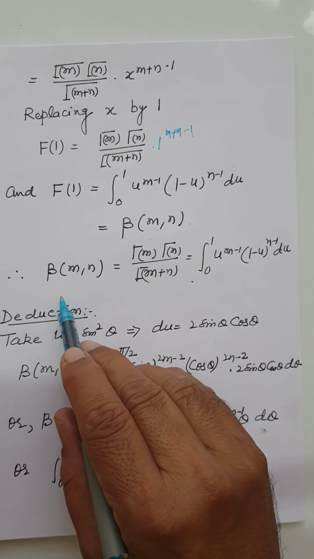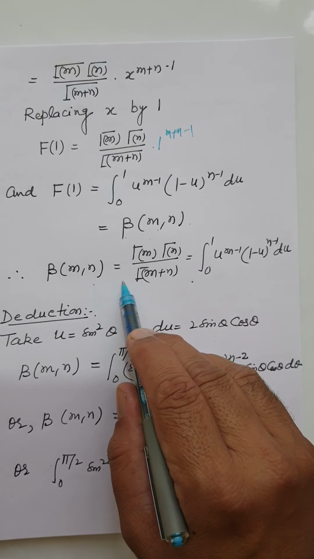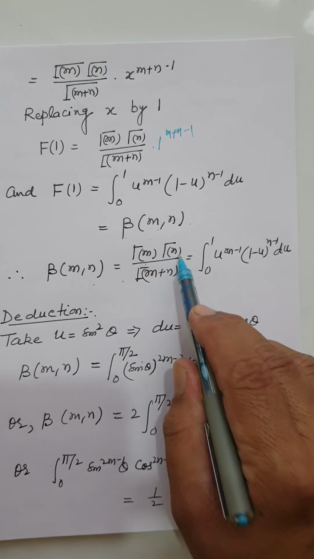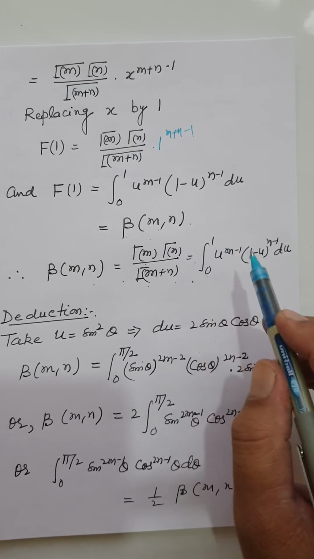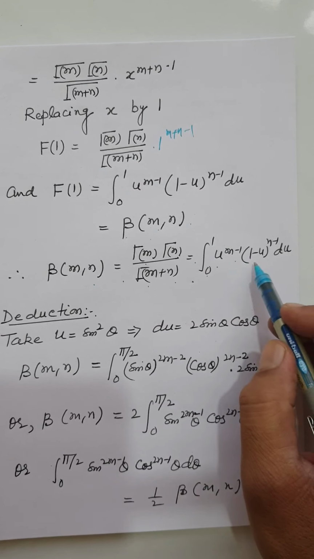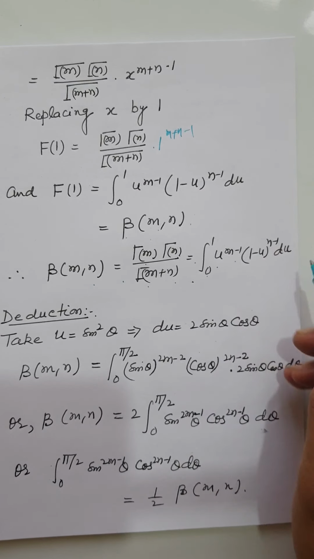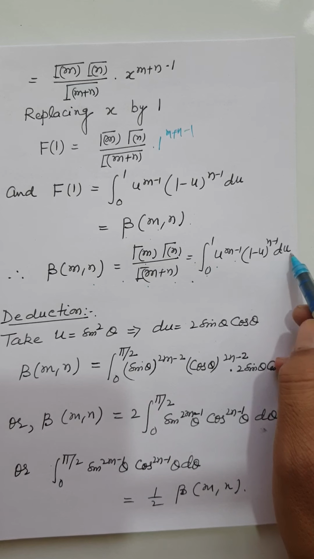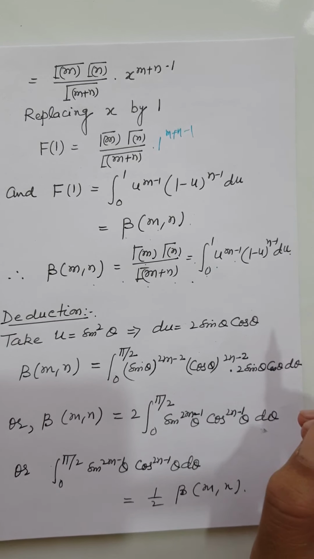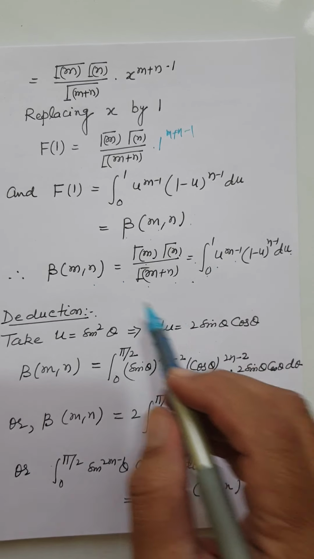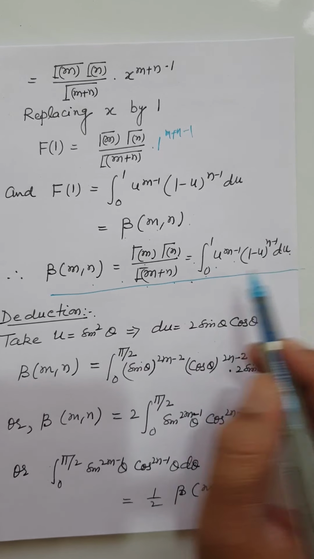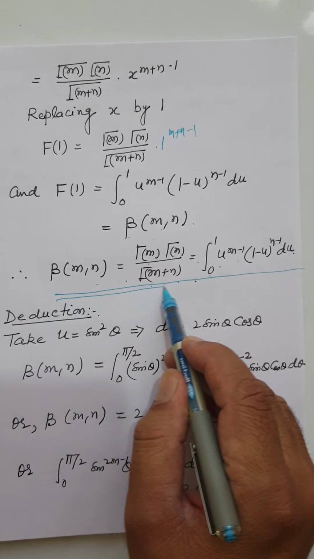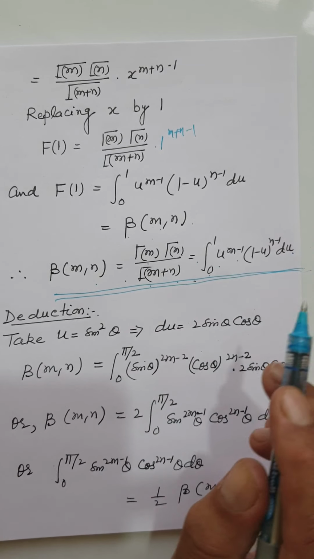Therefore beta m n will be equal to gamma m gamma n upon gamma m plus n, which is equal to the integral from 0 to 1 of u raised to power m minus 1 into 1 minus u raised to power n minus 1 du. This is the application of the inverse Laplace transform to evaluate the beta function.